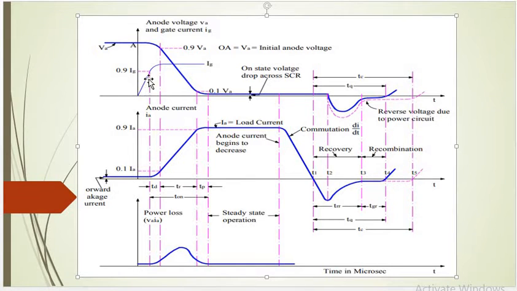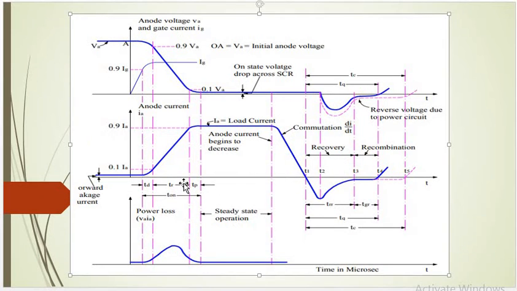So as the gate current increases, the anode current is going to increase and the anode voltage is going to decrease. So we can say that is a turn on condition. So here T on is split into 3 time periods, that is TD plus TR plus TP.